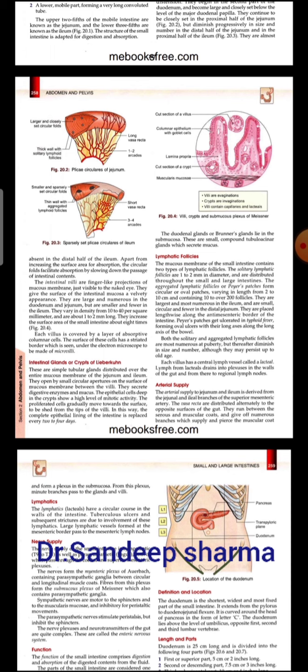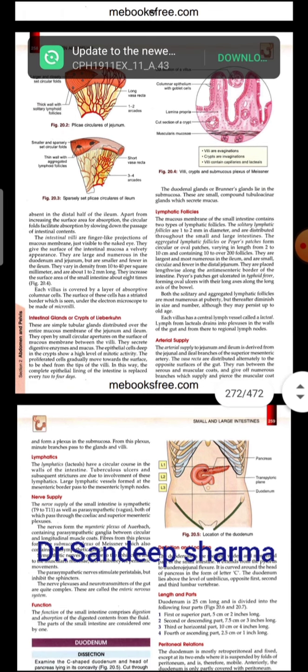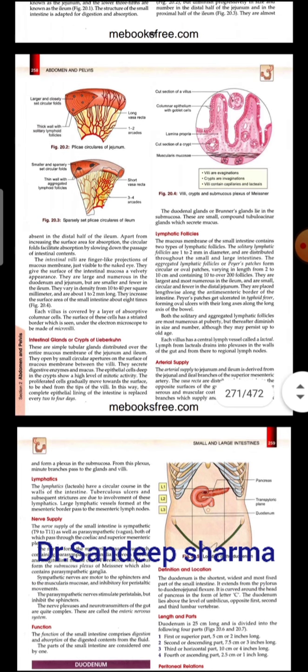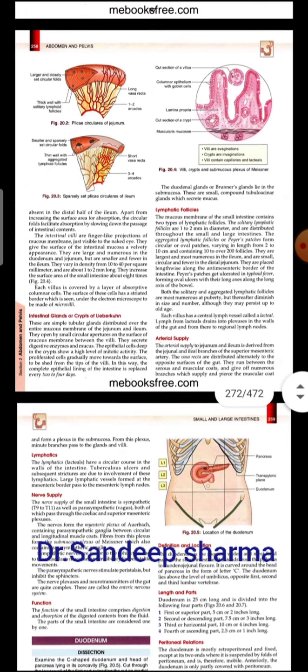Both the solitary and aggregated lymphatic follicles are most numerous at puberty, but thereafter they start diminishing in size and number. Although they may persist up to old age, they will be less in number as age increases. Each villus has a central lymph vessel called a lacteal, and lymph from lacteals drains into plexus in the walls of the gut, and from there to the regional lymph nodes.